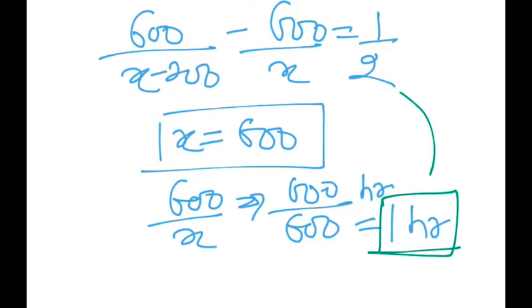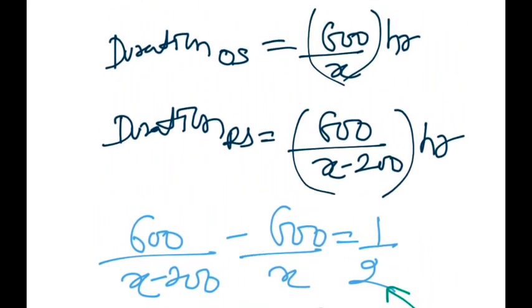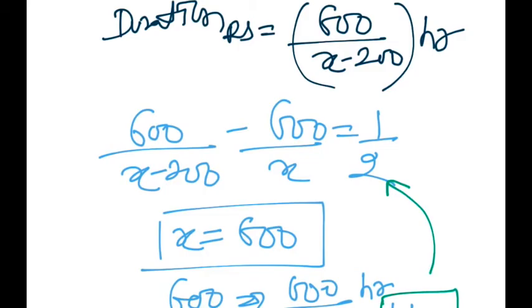Well, let me explain this step again. It says that the time of the flight is increased by 30 minutes, which means the difference between this value and this value is 30 minutes. So this is nothing but 30 minutes in hours.